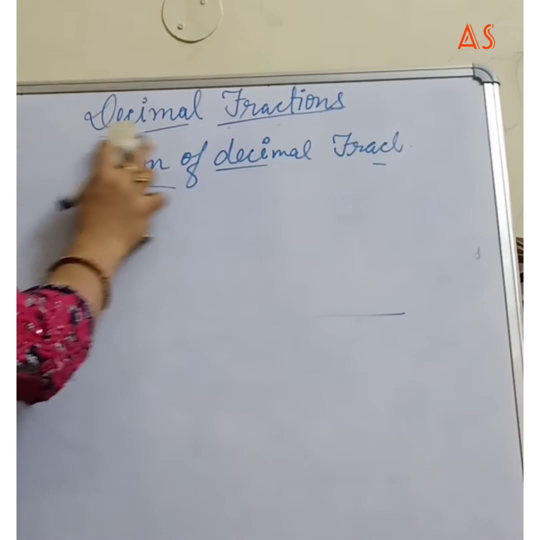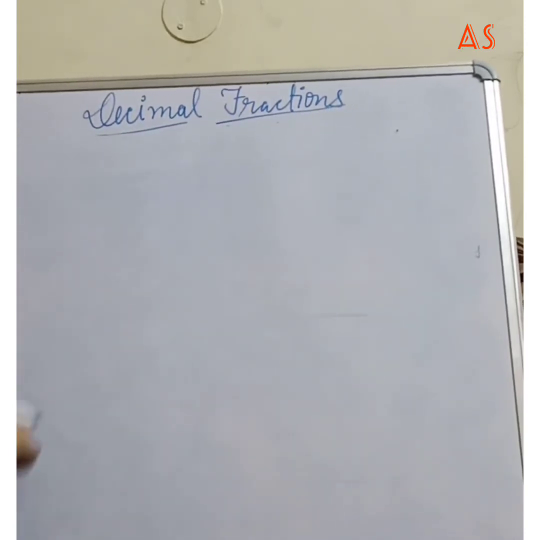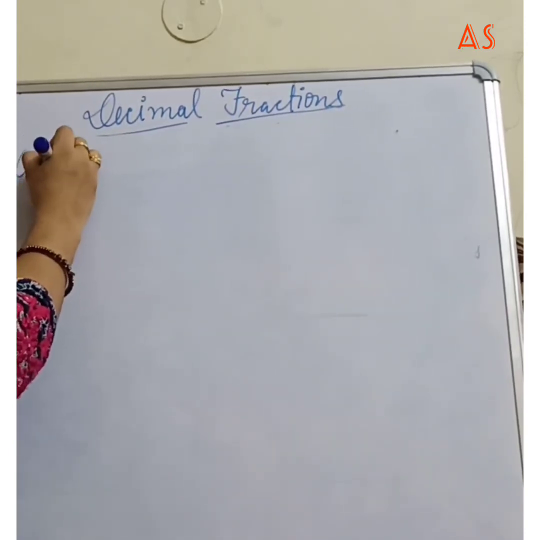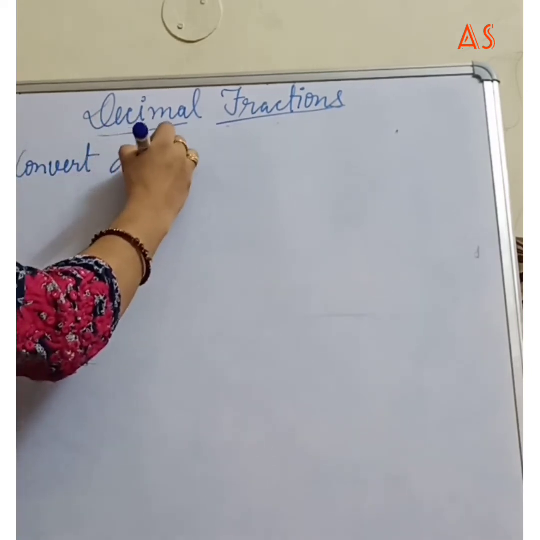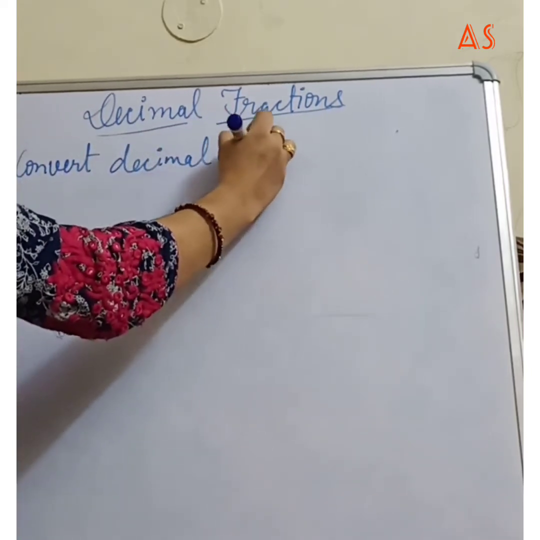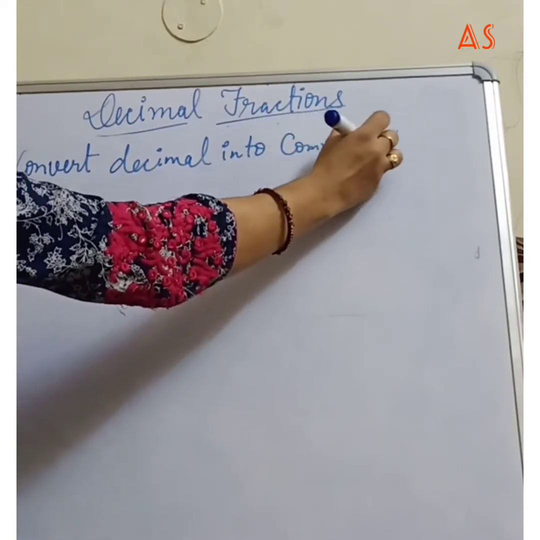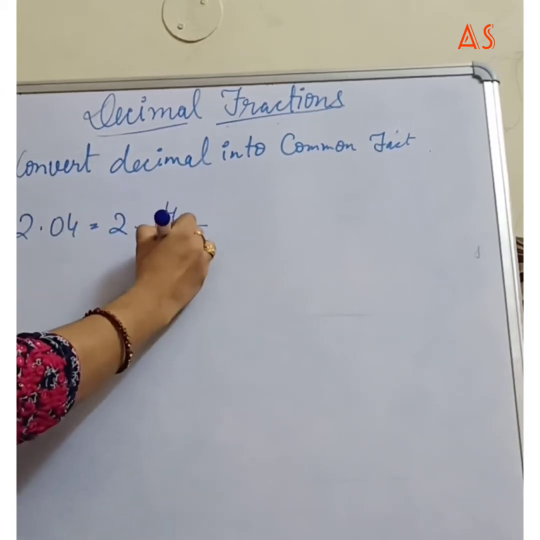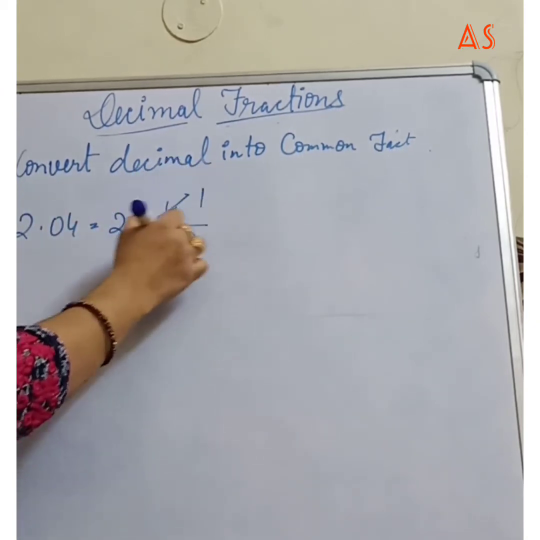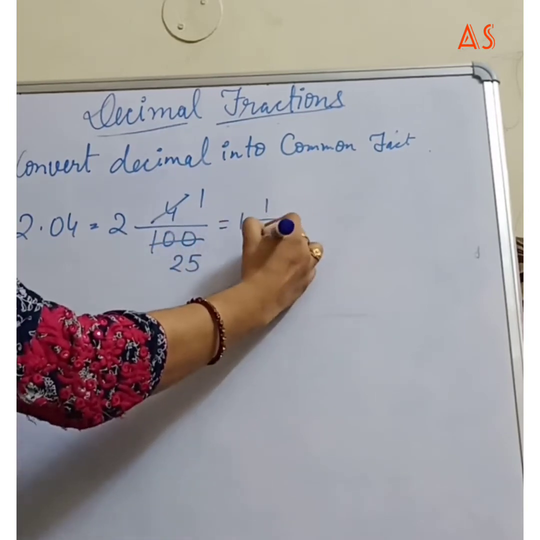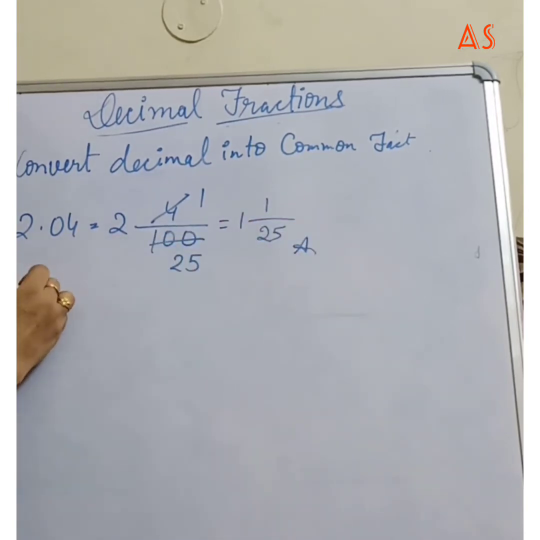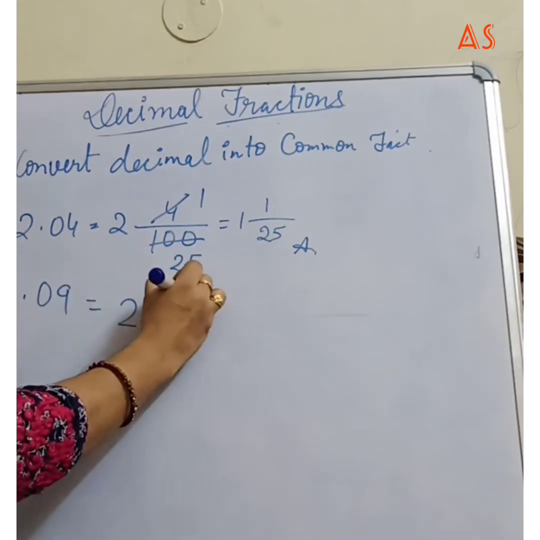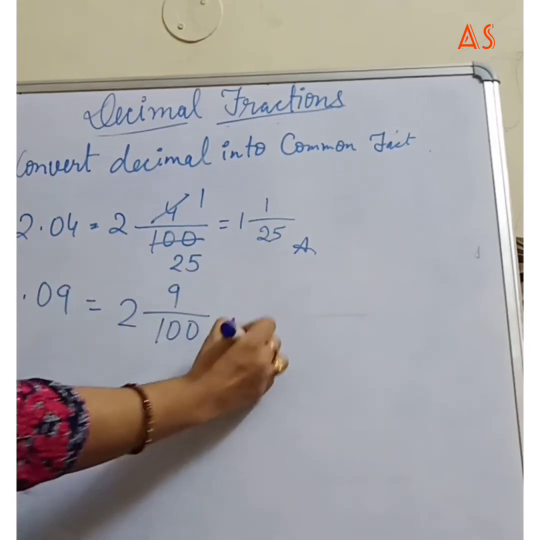Next is convert decimal into common fraction. Convert, suppose 2.04. So 2 is common here, 2 whole. Now 04 is 2 places, so 4 upon 100. Now we will reduce 4 by 4. Answer is 2 whole 1 upon 25. If there is no cutting, suppose 2.09, then 2 whole 9 upon 100. There is no cutting, then the answer is this.